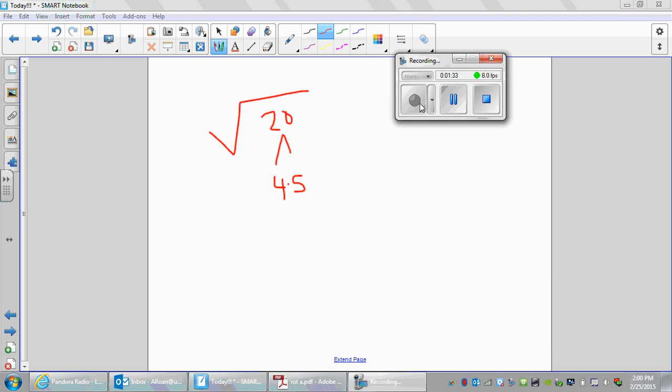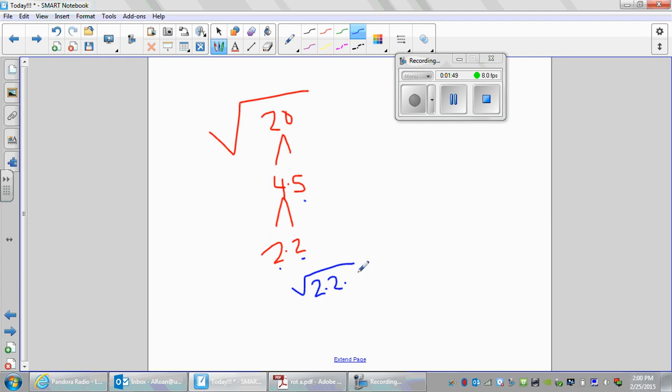Okay, number 2, we can break into 4 times 5. 4 breaks down to 2 times 2. And then we have 2, 2, and 5. So the square root of 20 is the same thing as 2 times 2 times 5. Then we have a group of pairs here. We have a 2. So we'll take that to the outside. And our final answer will be 2 radical 5. Number 4.